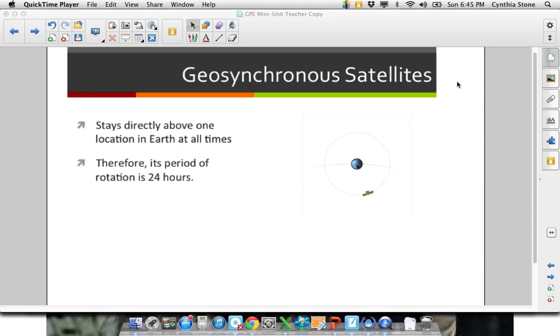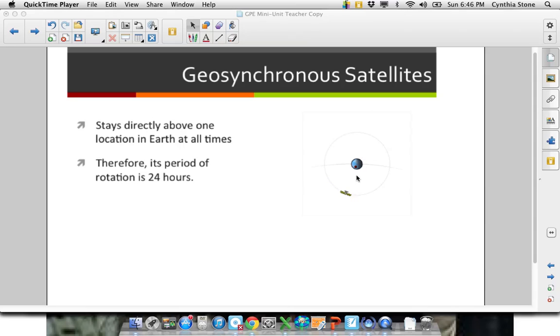Okay, number 4, geosynchronous satellites. So what is a geosynchronous satellite? Well, it's most of our communication satellites, for your cell phone, whatever. They travel around and they stay above the same spot on Earth all the time, right? So they actually then have a period of 24 hours, right?